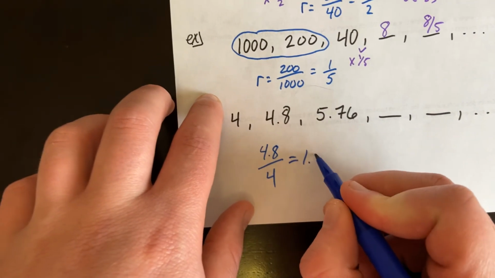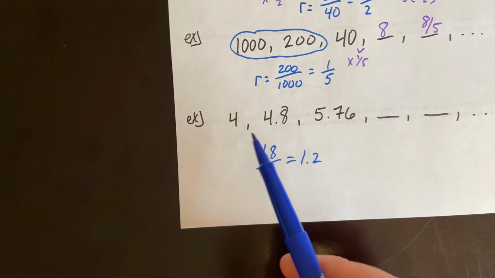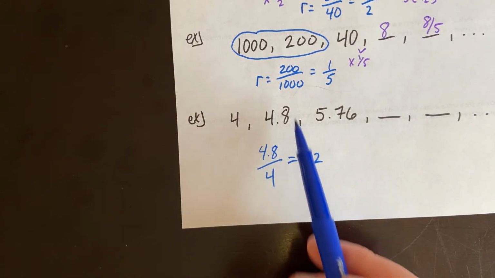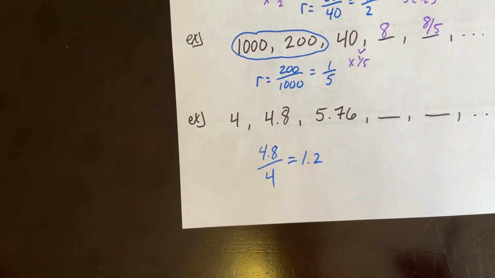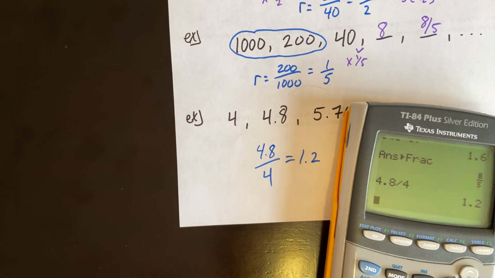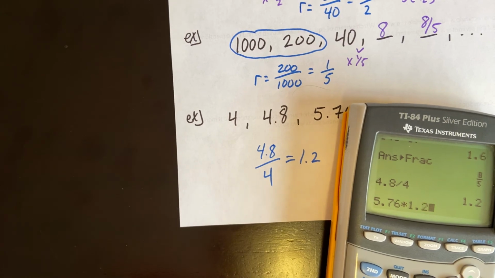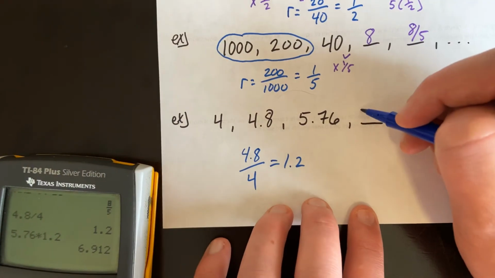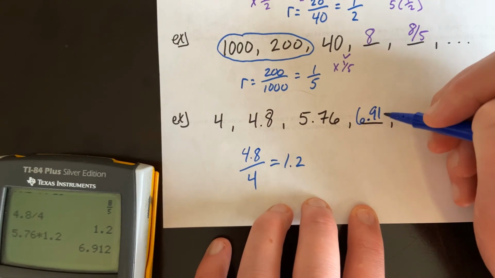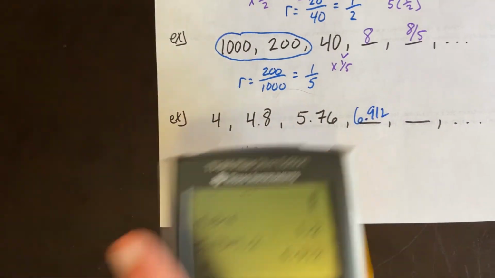That is how we're getting from one number to the next. Right? If I do 4 times 1.2, it takes me here. 1.2 is going to take me to the next one. Continue that pattern. So I'm going to see the 5.76 multiplied by 1.2, 6.912 would be the next number in the sequence.